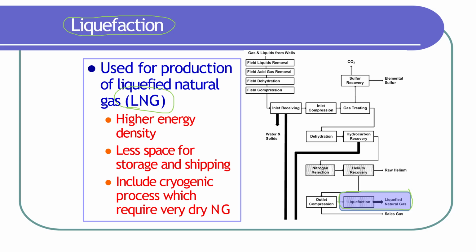And this means that the product you are getting will be higher in terms of energy density. You are concentrating the energy in your gas. You will require less space and less storage and shipping cost, and it's safer. One of the main processes used for liquefaction is the cryogenic process, which requires very dry natural gas. We're going to talk about the cryogenic process later on, I think in chapter 5 or 6.